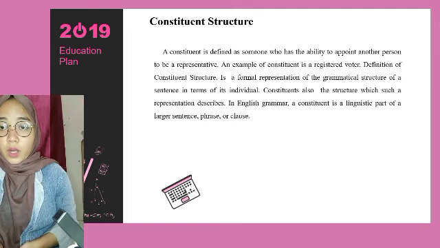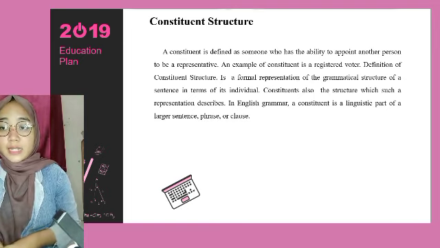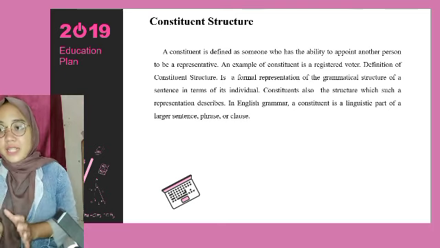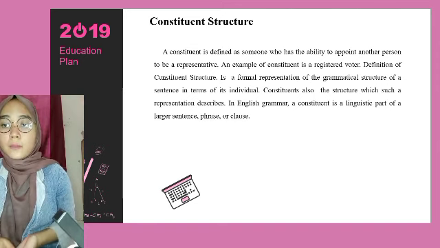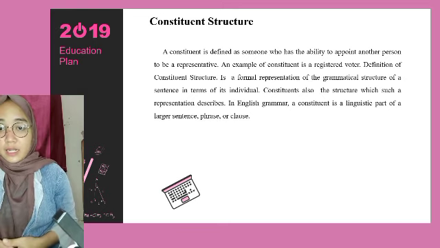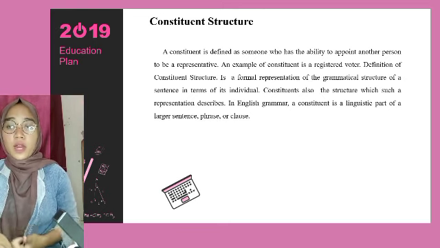In English grammar, a constituent is a linguistic part of a larger sentence, phrase, or clause. For instance, all the words and phrases that make up a sentence are said to be constituents of that sentence. A constituent can be a morpheme, word, phrase, or clause.